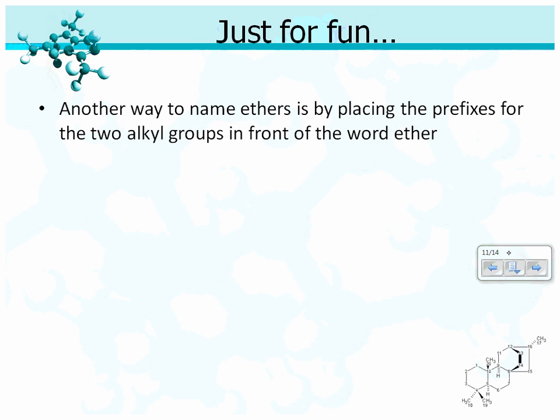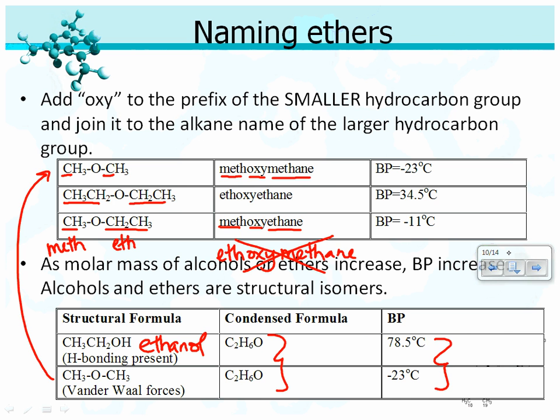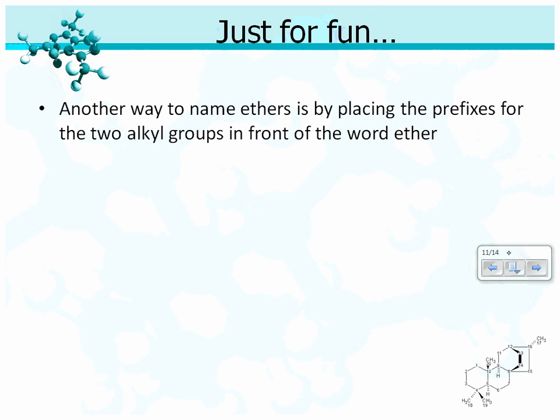All right, just for fun. Another way to name ethers is by placing the prefixes for the two alkyl groups in front of the word ether. So, from this point forward, you can actually name ethers in two ways. I don't care which way you pick. I will most of the time give you this method here, but some people like this way better. So on the last slide, this was methoxyethane.